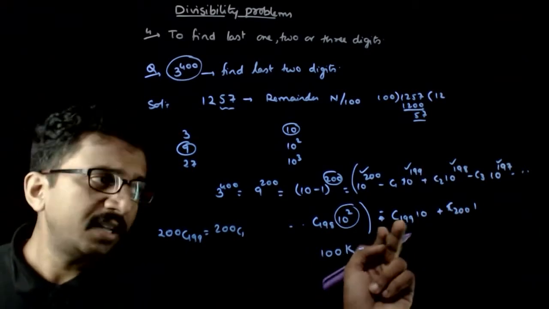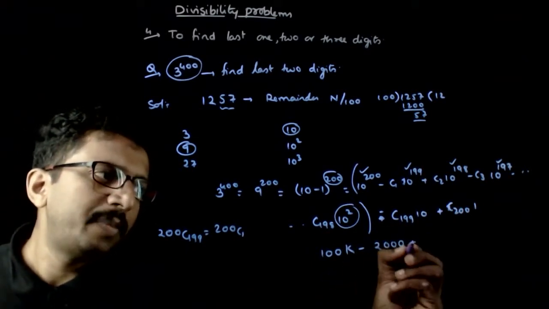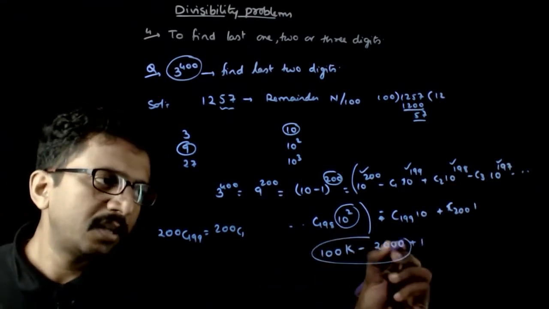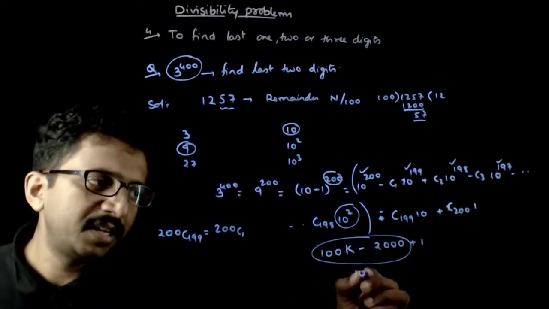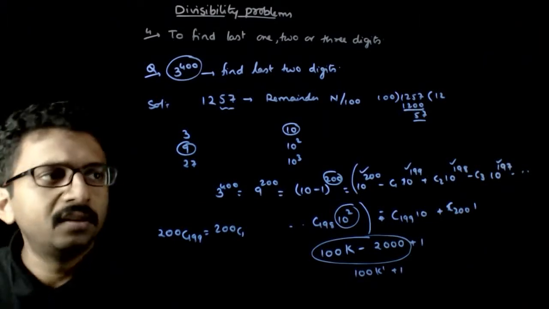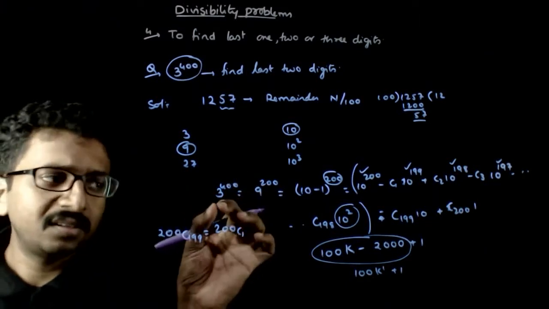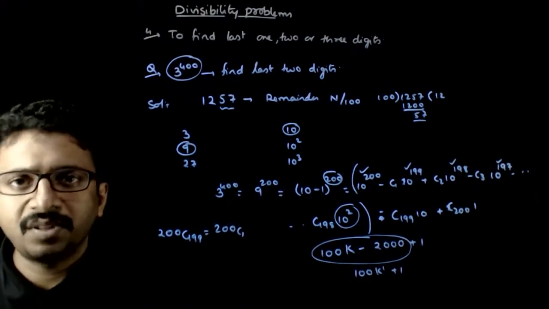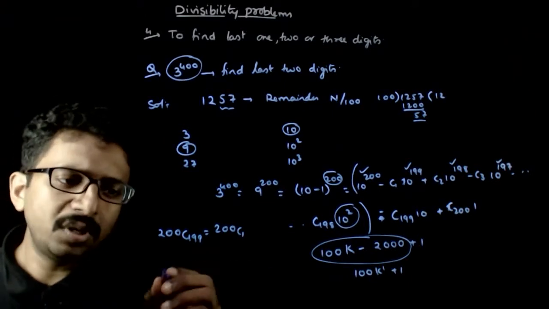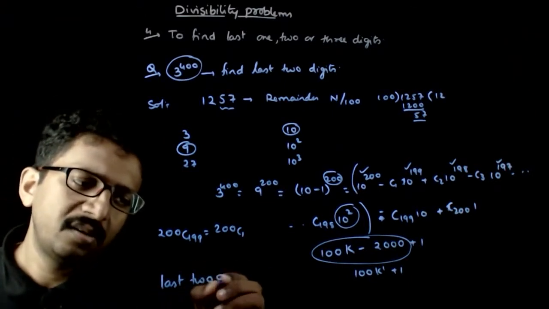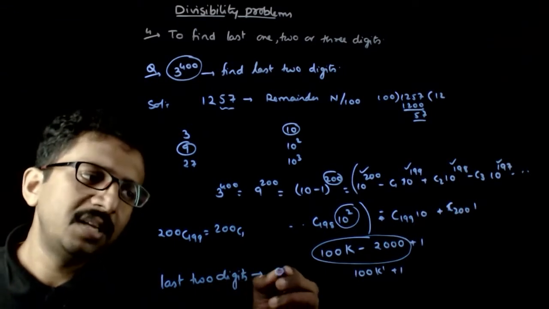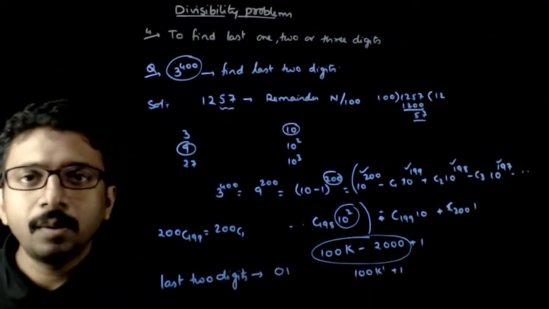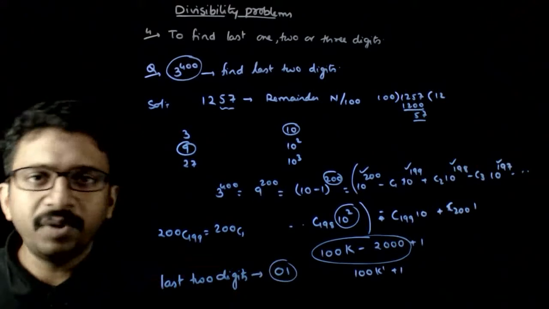So this is 200 into 10, that is 2000 plus 1. So you can see that this 2000 is also divisible by 100. So I can include this 2000 also in the multiple of 100, that is 100k dash plus 1. So that means 3 power 400 is of the form 100 times k dash plus 1. So the remainder is 1, hence the last two digits are nothing but 0, 1. So if a number when divided by 100 leaves remainder 1, the last two digits have to be 0 and 1.